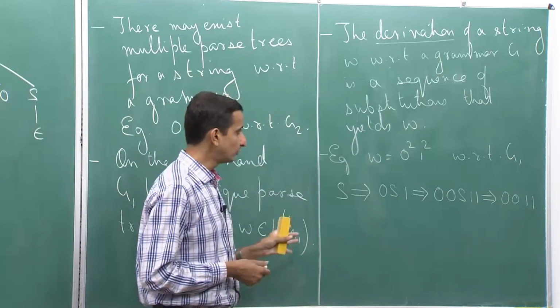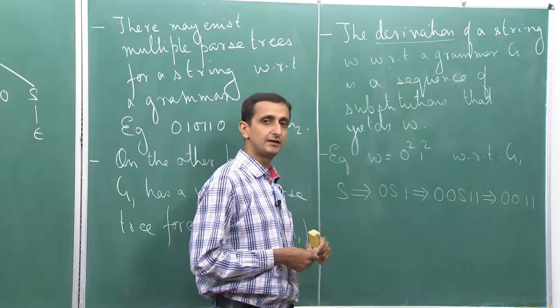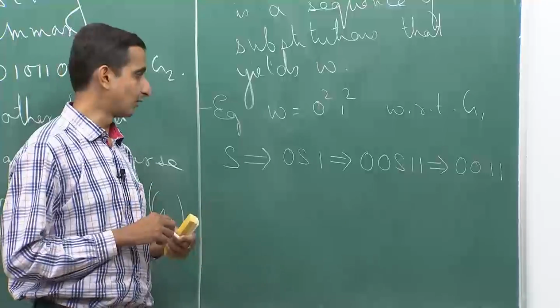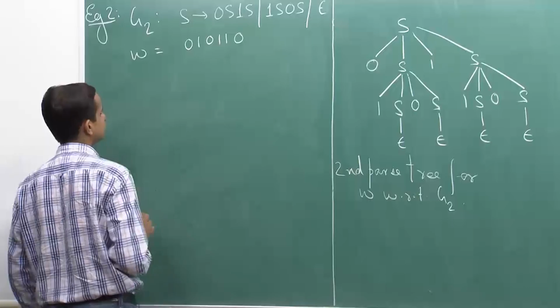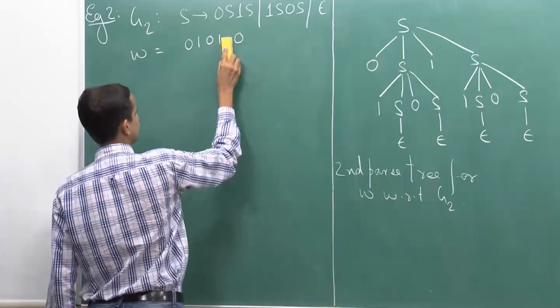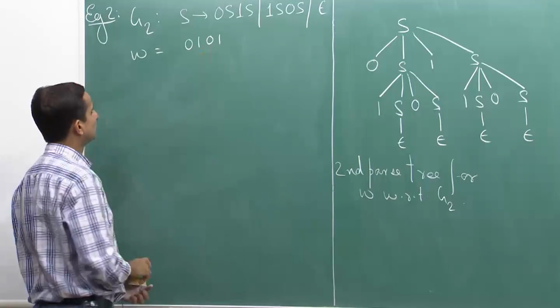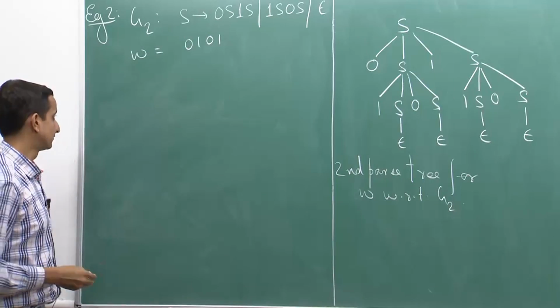But let us go to our grammar G2. Let us look at the grammar G2 and see if we can have more than one derivation for a string. So this is our grammar G2, and let me take a simpler w. Let us say I take w as 0101. Once again this string belongs to the language of G2.